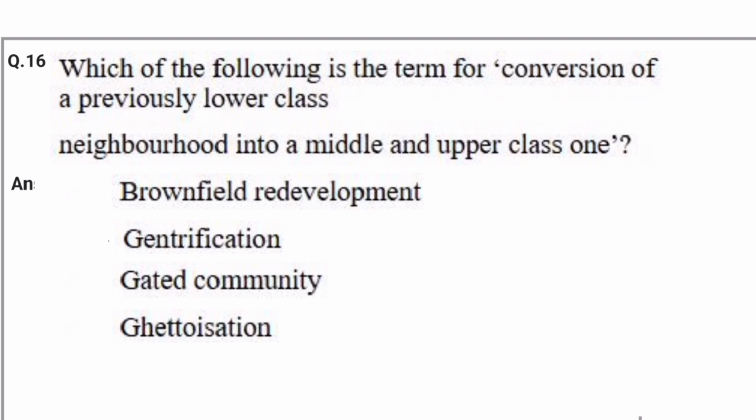Let's see the next question. Which of the following is the term for conversion of a previously lower class neighborhood into a middle and upper class one? Options are brownfield redevelopment, gentrification, gated community, ghettoization. For this, the correct answer is gentrification.